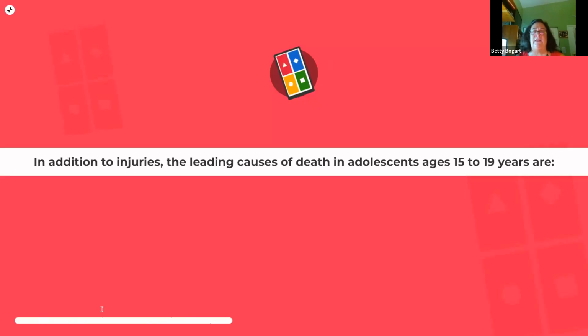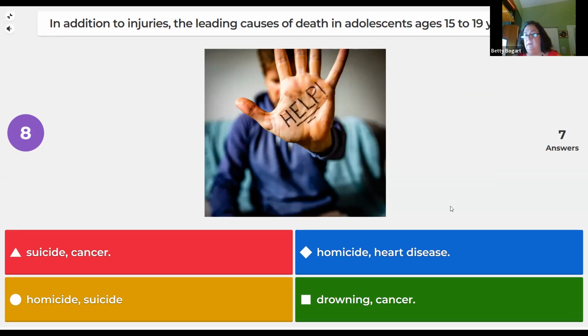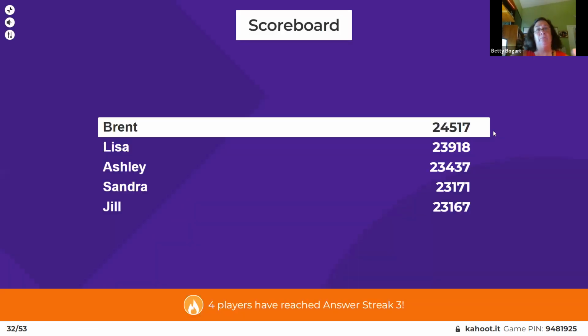In addition to injuries, the leading cause of death in adolescents ages 15... Why is this up here? So adolescents, depression is big because of their body image, so suicide. And then they're doing these risky behaviors, which could also be homicide, whether it was planned or not. Those are the two things that you'll see most of.